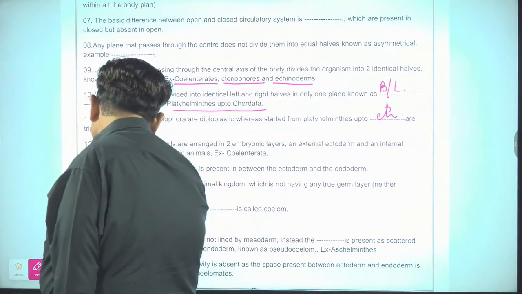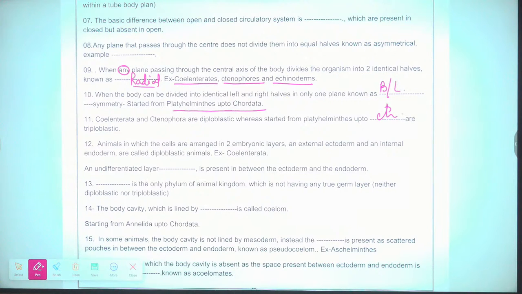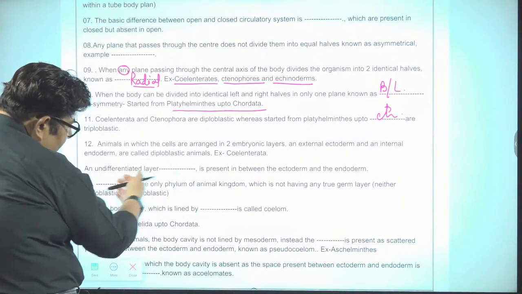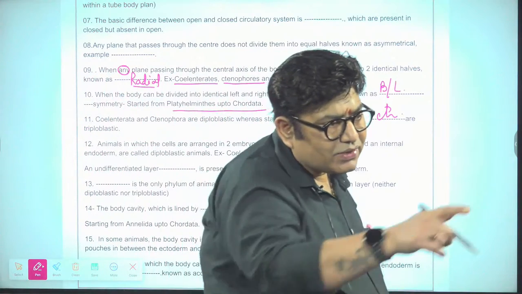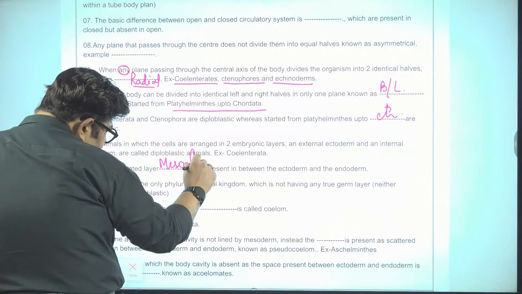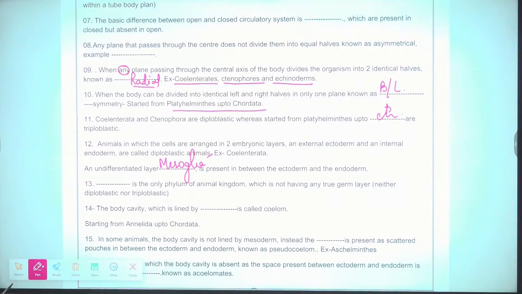Animals in which the cells are arranged in two embryonic layers, an external ectoderm and an internal endoderm, are called diploblastic animals. Example, Cnidaria and Ctenophora. An undifferentiated layer, dash, is present between the ectoderm and the endoderm. What is that in between the ectoderm and endoderm? Yes, mesoglea. Very good. Dash is the only phylum of animal kingdom which does not have any true germ layer, neither diploblastic nor triploblastic. Question number 13. No germ layer, Porifera.